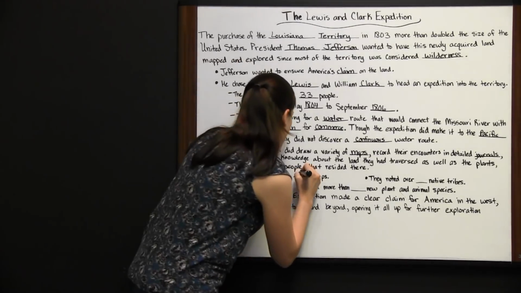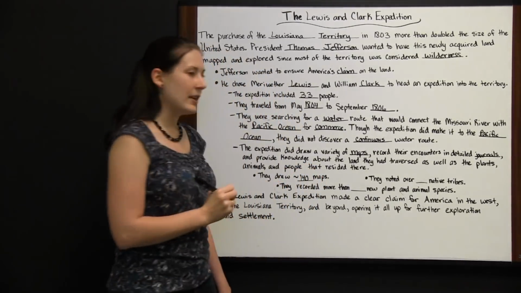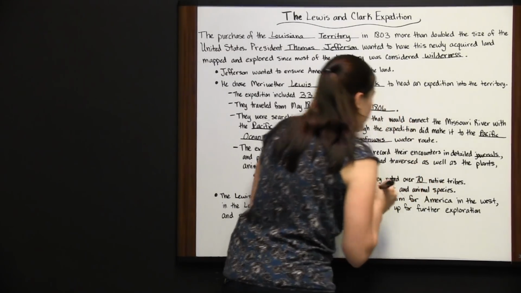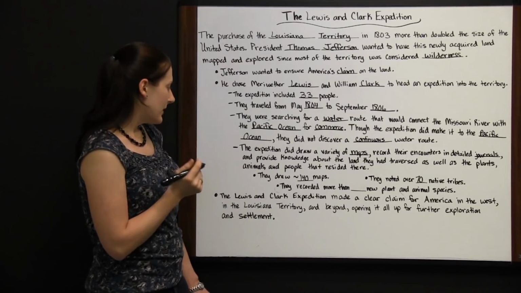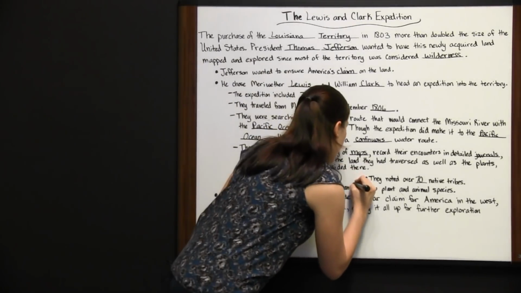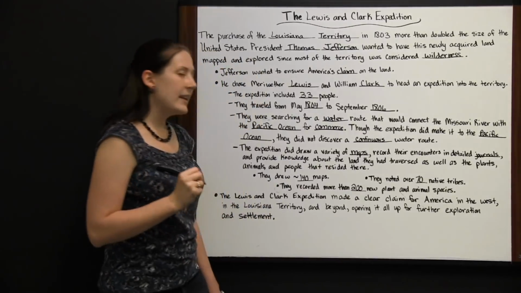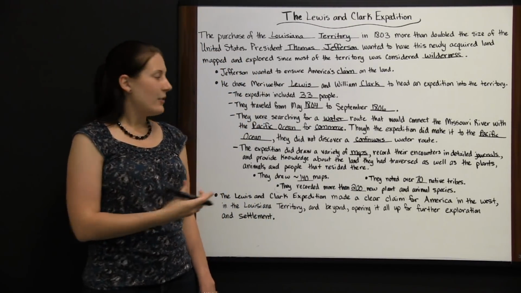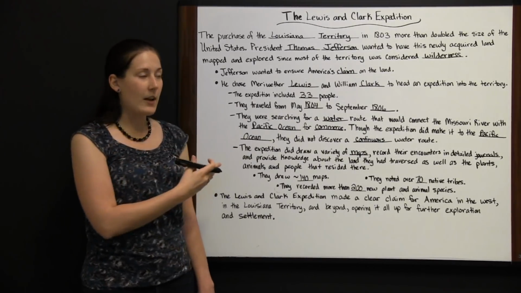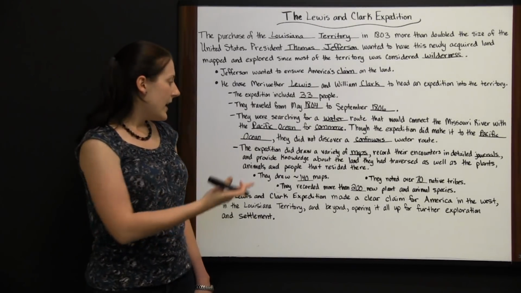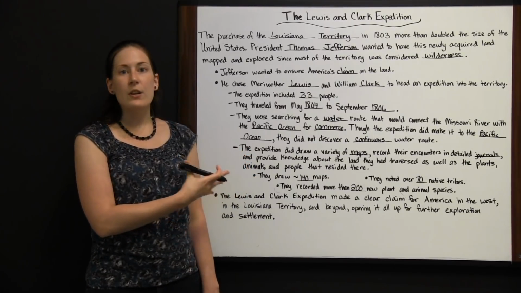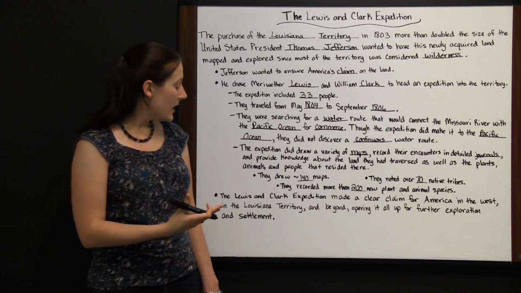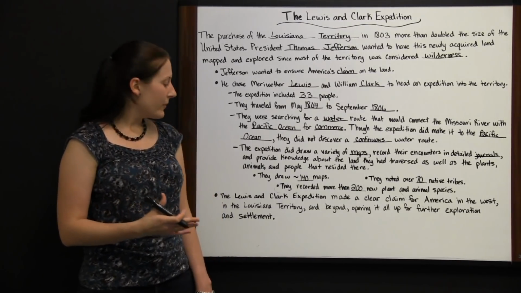So they drew about 140 maps during their 2-year expedition. They noted over 70 native tribes that were along their route, and they recorded more than 200 new plant and animal species. So, while they didn't do everything they set out to do with finding that continuous water route, they did accomplish a lot. They drew these maps, they noted over 70 native tribes, they discovered lots of new plants and animals that had not been found in America before.